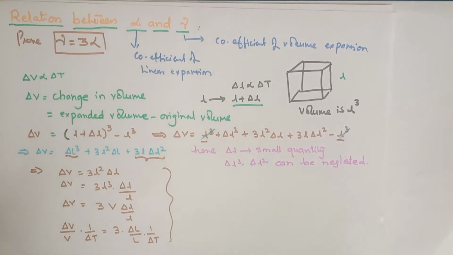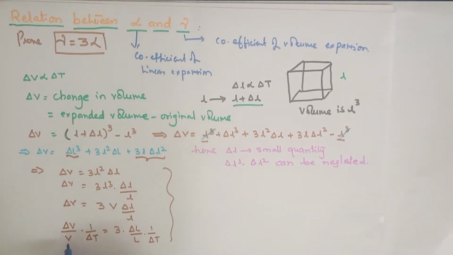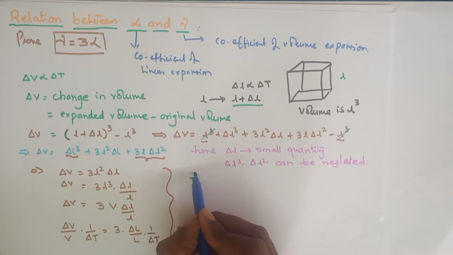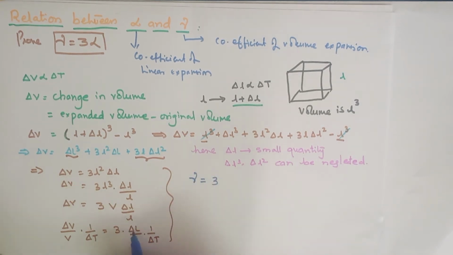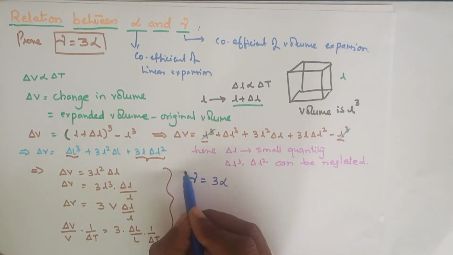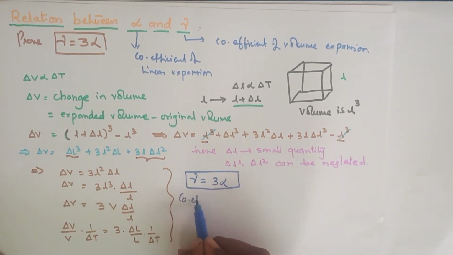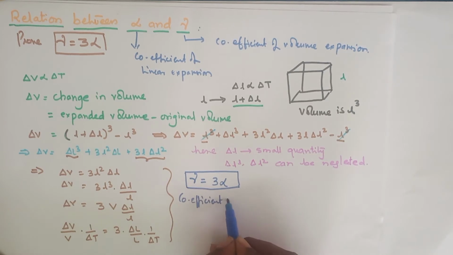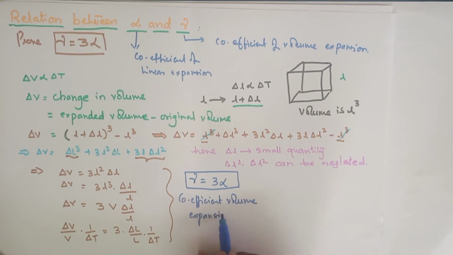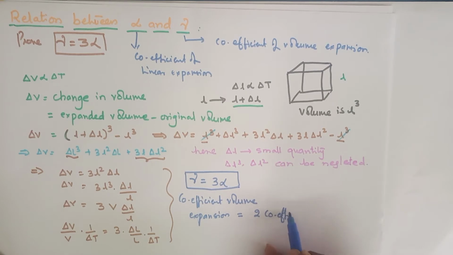Now what do you write actually? We can write delta V by V into delta T, which is gamma, is equal to 3 into delta L by L into 1 by delta T, which is alpha. So the coefficient of volume expansion is equal to 3 times the coefficient of linear expansion.